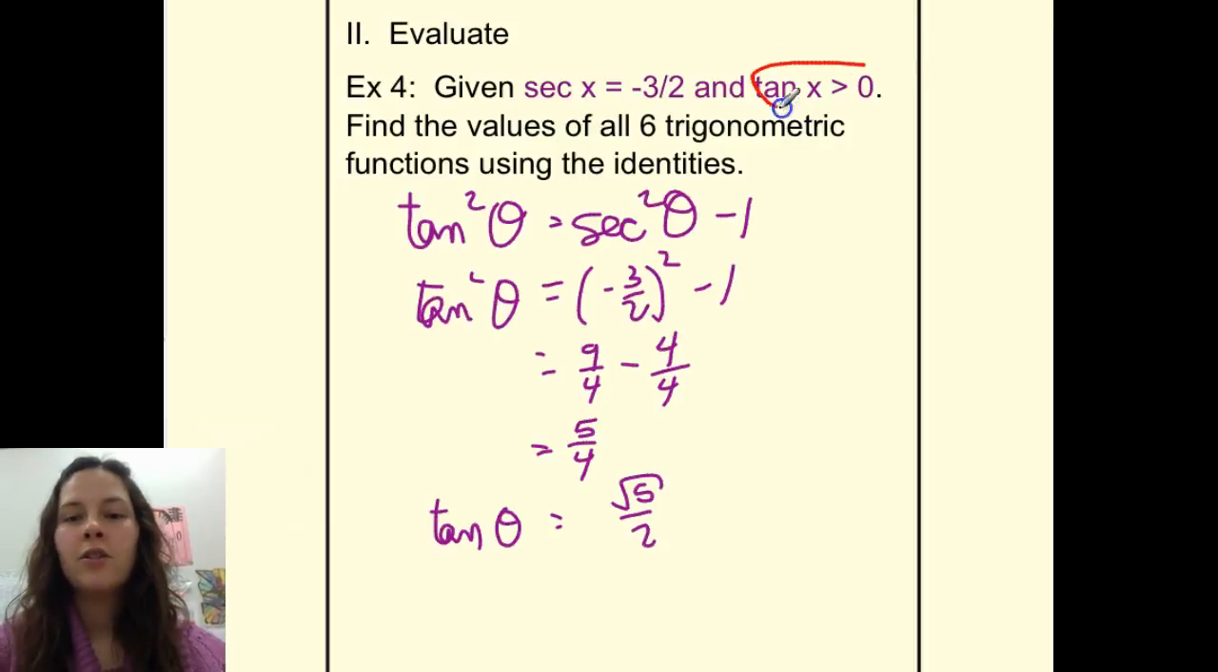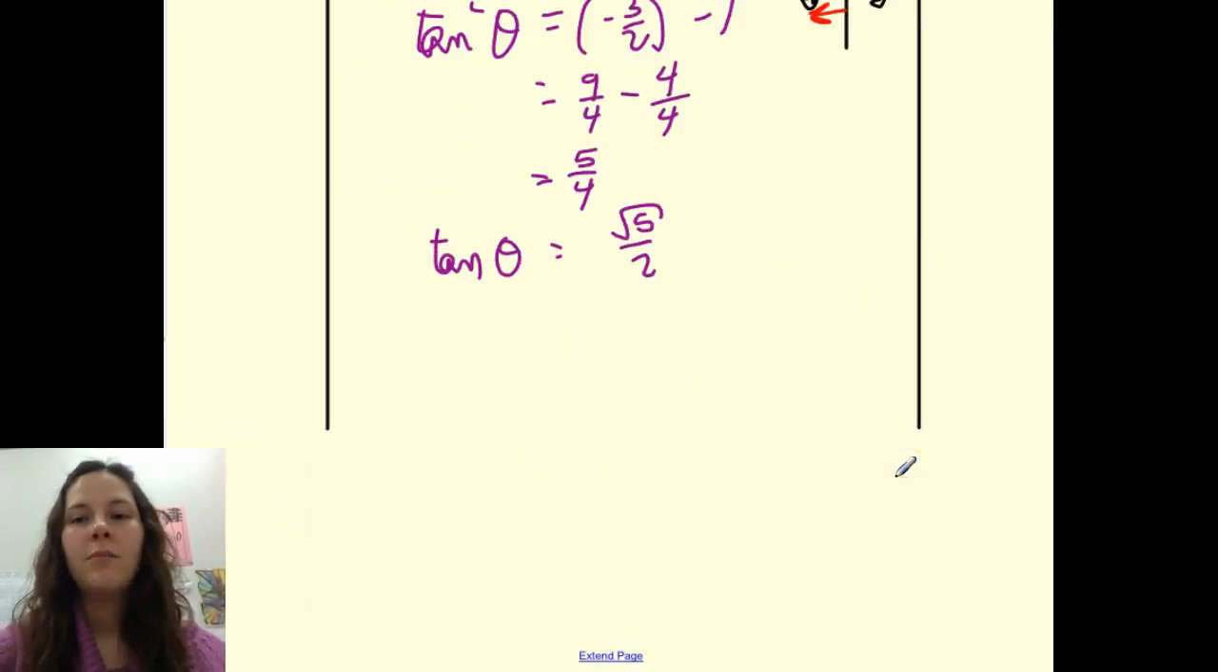Up here in the directions, we were told that tangent is positive and secant is negative. Secant is the reciprocal of cosine. So if cosine is negative, we're in the 3rd or 4th quadrant. And for tangent to also be positive, we would need to be in the 3rd quadrant. So that'll help us find the signs on all of our other functions as well. So we know tangent is positive.